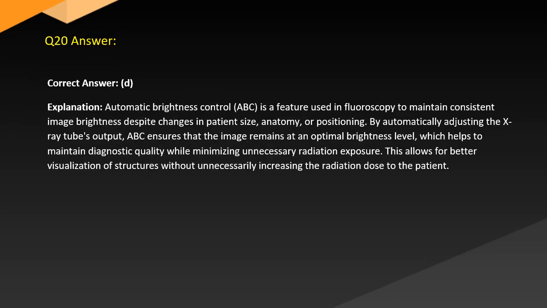Answer. Correct answer: D. Explanation. Automatic brightness control (ABC) is a feature used in fluoroscopy to maintain consistent image brightness despite changes in patient size, anatomy, or positioning. By automatically adjusting the X-ray tube's output, ABC ensures that the image remains at an optimal brightness level, which helps to maintain diagnostic quality while minimizing unnecessary radiation exposure. This allows for visualization of structures without unnecessarily increasing the radiation dose to the patient.